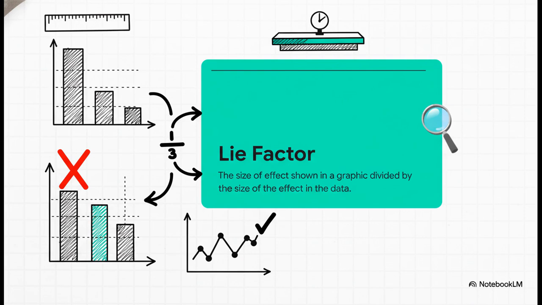I mean, he was so serious about this honesty thing that he actually created a formula for it, the lie factor. It's a really simple idea. If the size of the change you see in the picture is way bigger than the size of the change in the actual data, then the chart is lying. Think of it like a visual exaggeration meter. And for Tufte, anything over 1.05 is a problem.